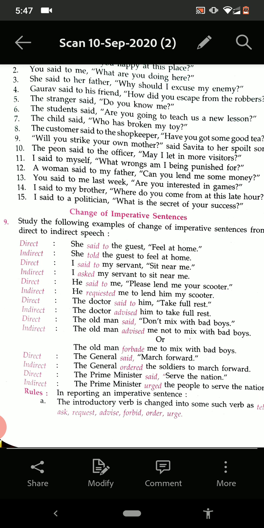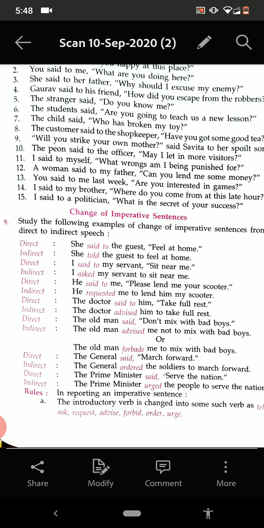See, direct speech. She said to the guest, "Feel at home." So she told the guest to feel at home. In such type of sentences, see what we are writing here, to feel at home. I said to my servant, "Sit near me." I asked my servant to sit near me. Then he said to me, "Please lend me your scooter." He requested me to lend him my scooter. Okay, so in this way we can solve these sentences.